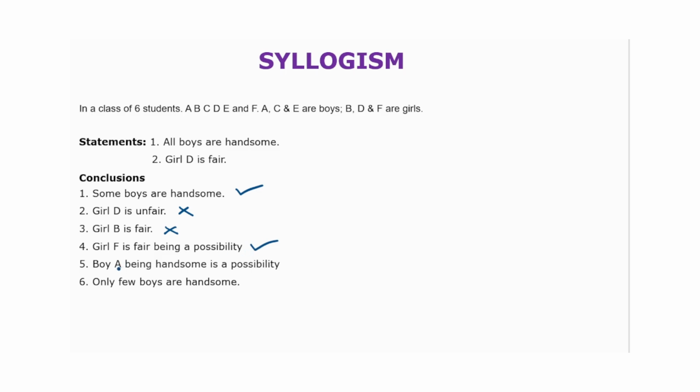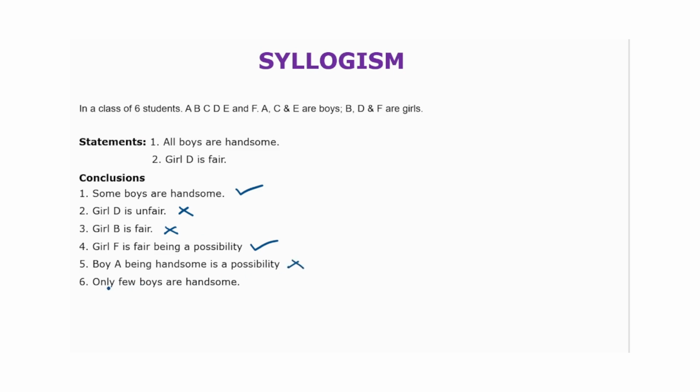Then the next conclusion is boy A is handsome being a possibility. They say all boys are handsome is given in the statement, but they are asking a possibility condition for a known condition. So if they ask a possibility condition for a known condition, then this is false.